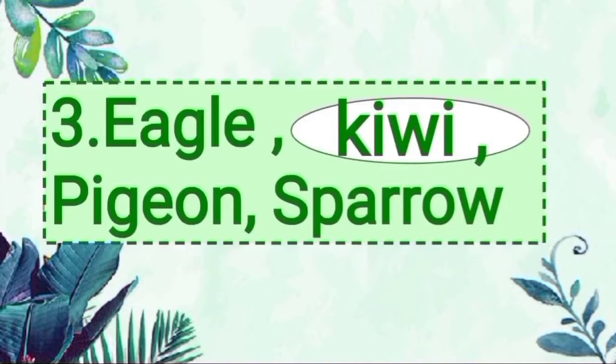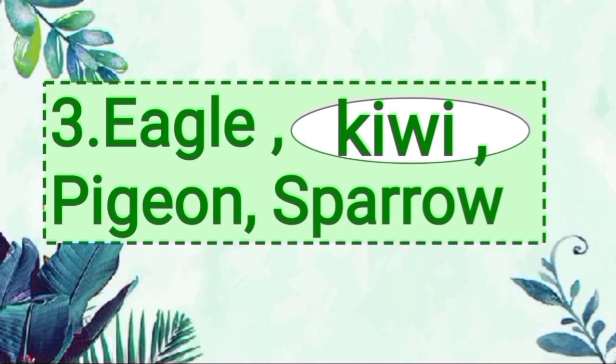Now next, first word: E-A-G-L-E, eagle. Second word: K-I-W-I, kiwi. Third word: P-I-G-E-O-N, pigeon. And fourth word: S-P-A-R-R-O-W, sparrow. So here eagle, pigeon and sparrow are examples of birds which can fly.